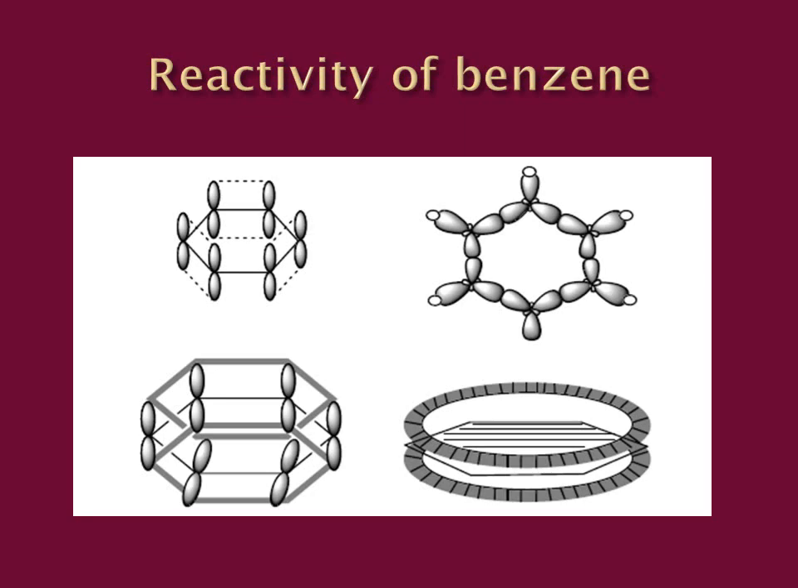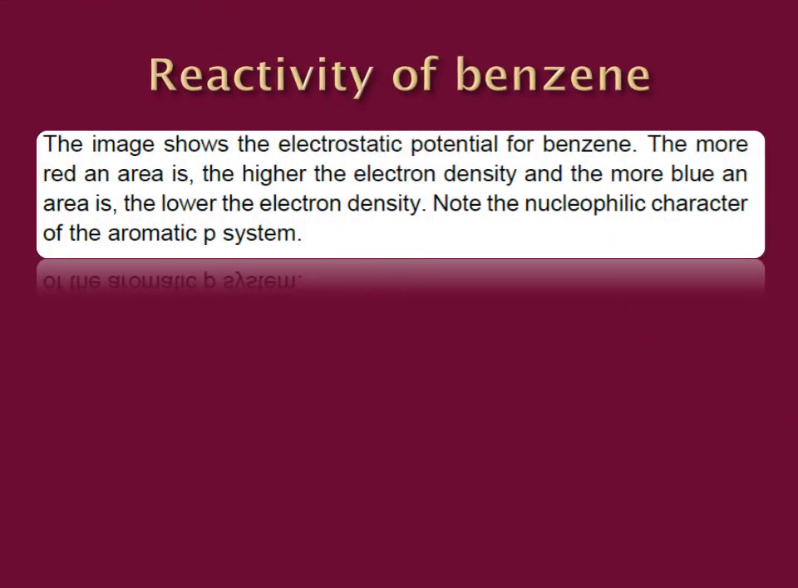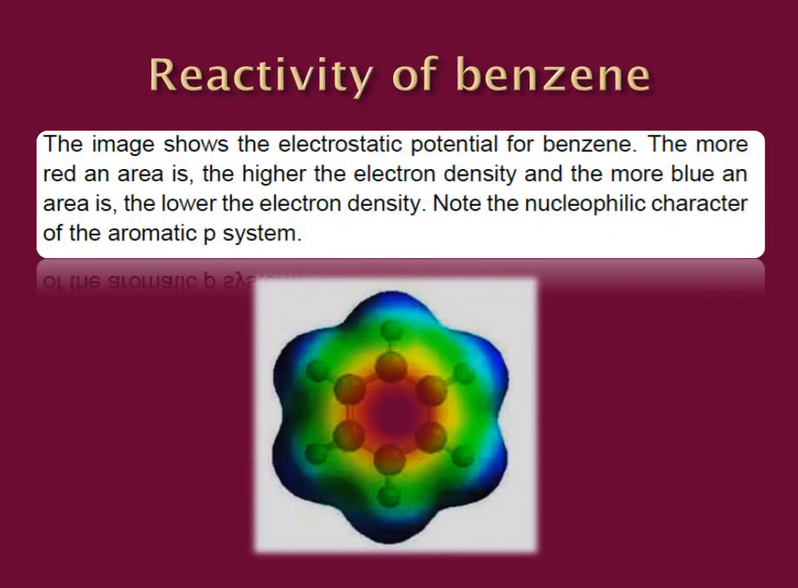Students, let us look at the electrostatic potential of benzene. The image shows the electrostatic potential. The more red an area is, the higher the electron density, and the more blue the area is, the lower the electron density. So note that the nucleophilic character of the aromatic pi system is inside this region, the red region.